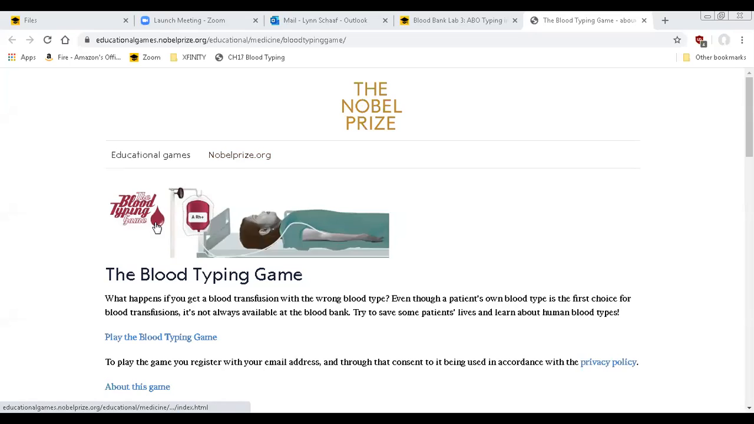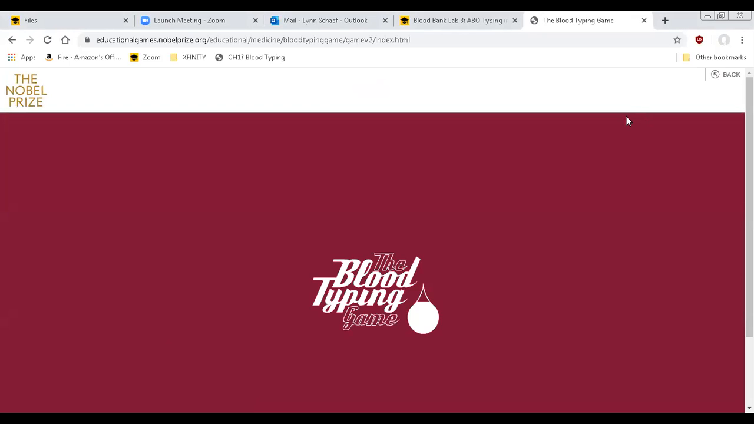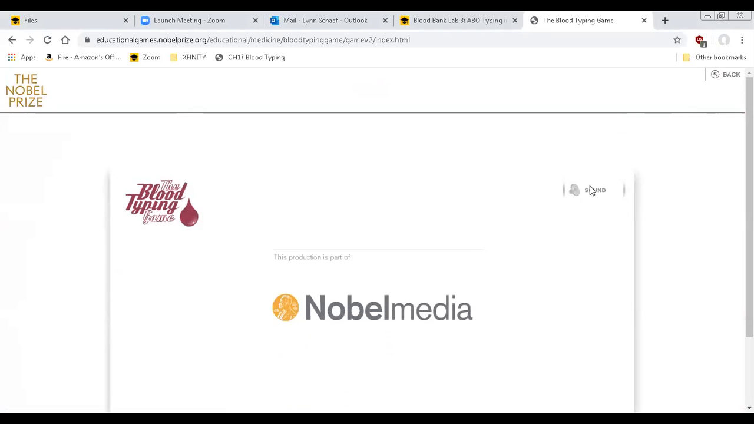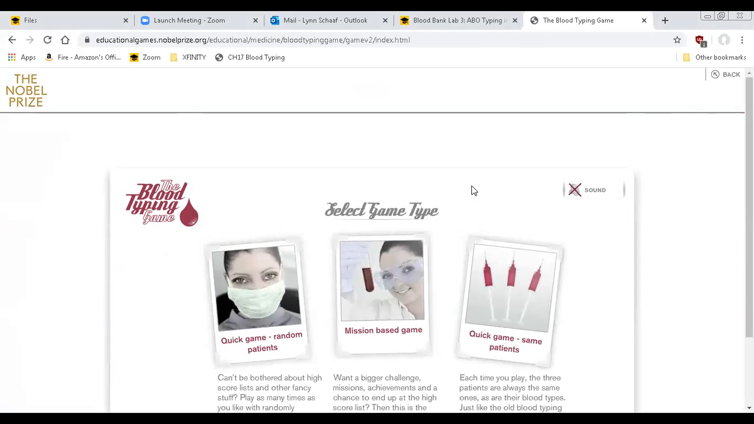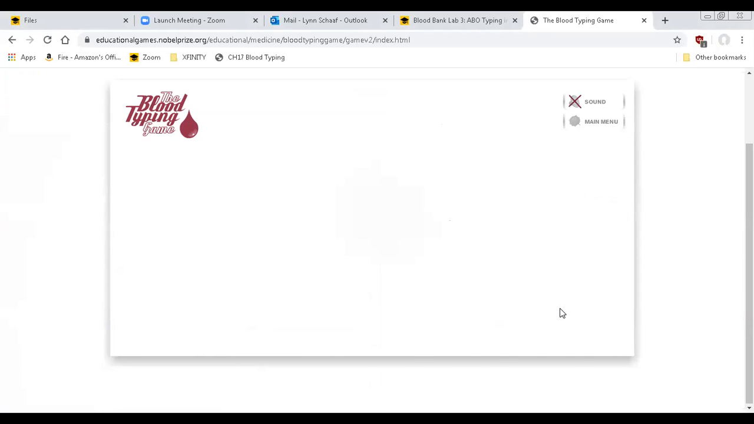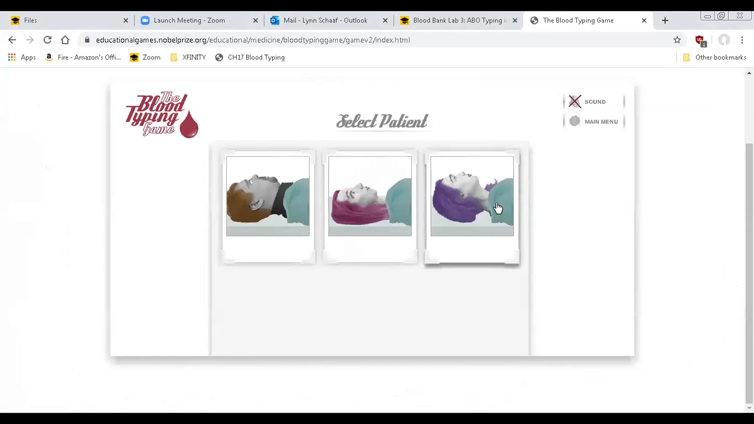So let me stop this share, go to a different share, the blood typing game, maybe you remember it, here it is. Okay, so when you are in the blood typing game and you click on play the typing game, it's going to load. Click proceed. You may have to enter your email at this point. And so when we did this game last week, we did the mission-based game. This week we're going to do the quick random game. And so basically it's going to show you 3 patients.